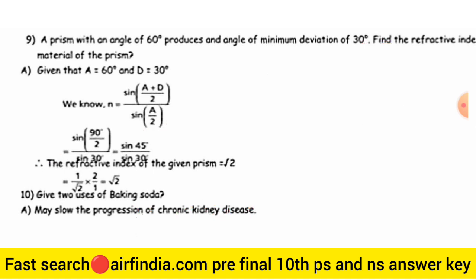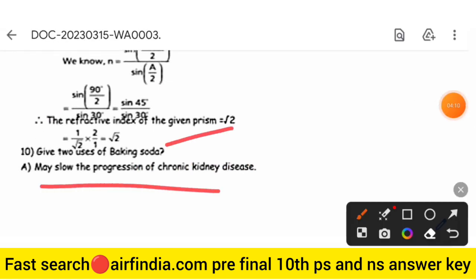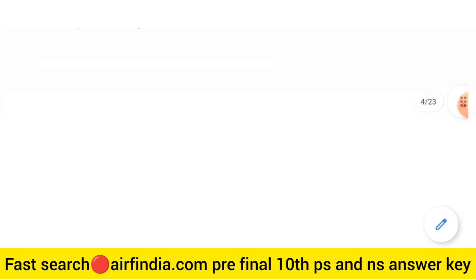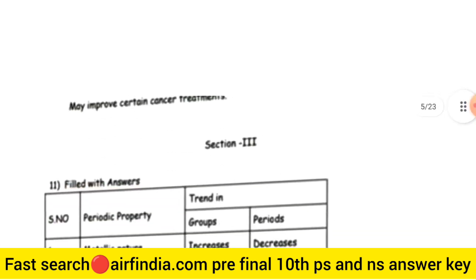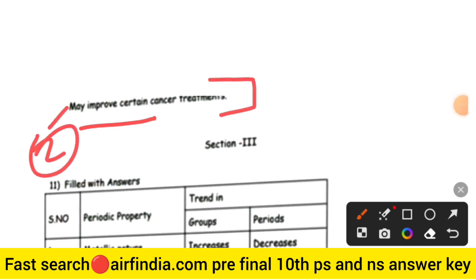Okay, give 2 uses of baking soda. So the first is it may slow the progression of chronic kidney disease. This is the first usage. And the second usage is it may improve certain cancer treatment. This is the second.